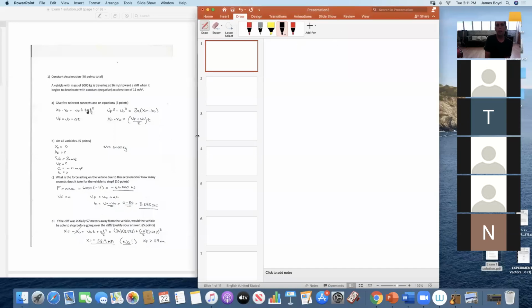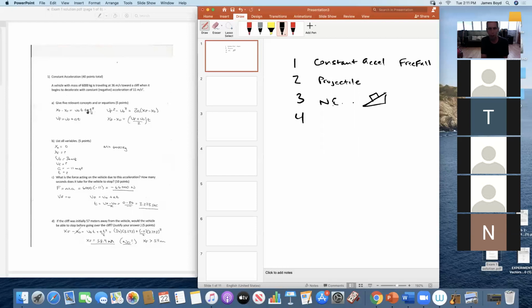So essentially, we have four main topics that we're being tested on here. And these four topics are constant acceleration, which is technically like free fall. Free fall is one-dimensional projectile motion. Projectile motion, and then Newton's equations, which are inclined plane, blocks sliding, attached to ropes, those type things, without friction, and then with friction.